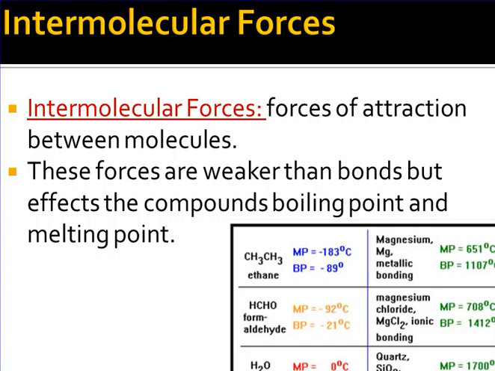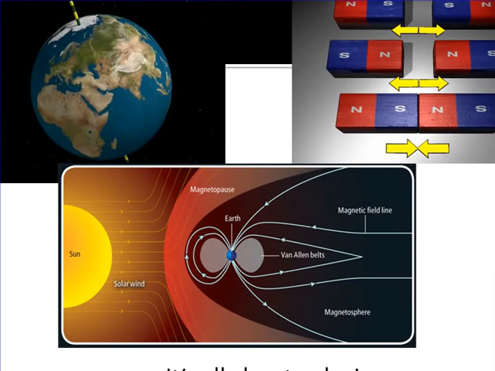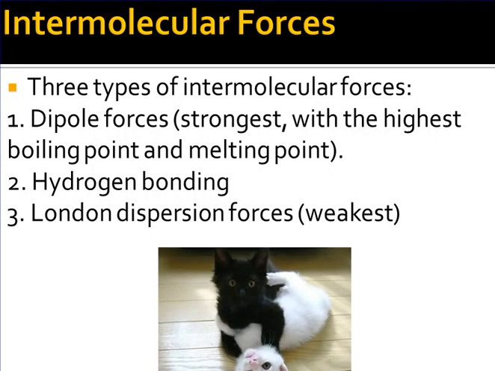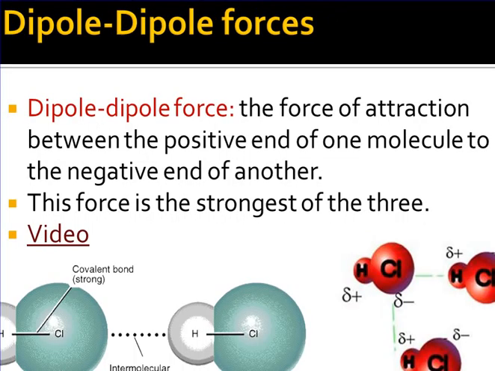First thing we talked about on Monday was intermolecular forces. We talked about hydrogen bonding, and this gives you the definition of those. This is a picture we really didn't talk about, but it is all about poles. Three types are dipole forces, hydrogen bonding, and London dispersion forces. Dipole forces, the force of attraction between the positive end of one molecule and the negative end of another. This force is the strongest of the three.